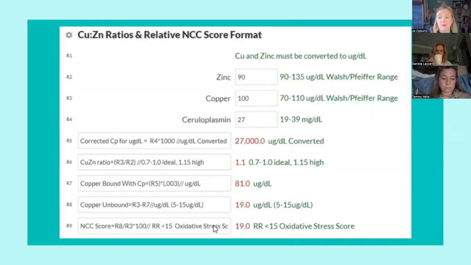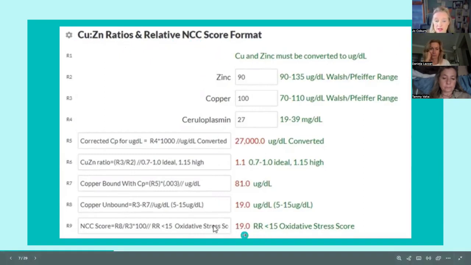So this is the copper calculator. On the page where all our copper videos are, there's a button for the copper calculator, so you can click on that and then save it, bookmark it, so you have it. But you can always go back and log into the membership and grab it if you need it. These are the ratios and the relative NCC score. I've got research papers and stuff attached here. That is the oxidative stress score.